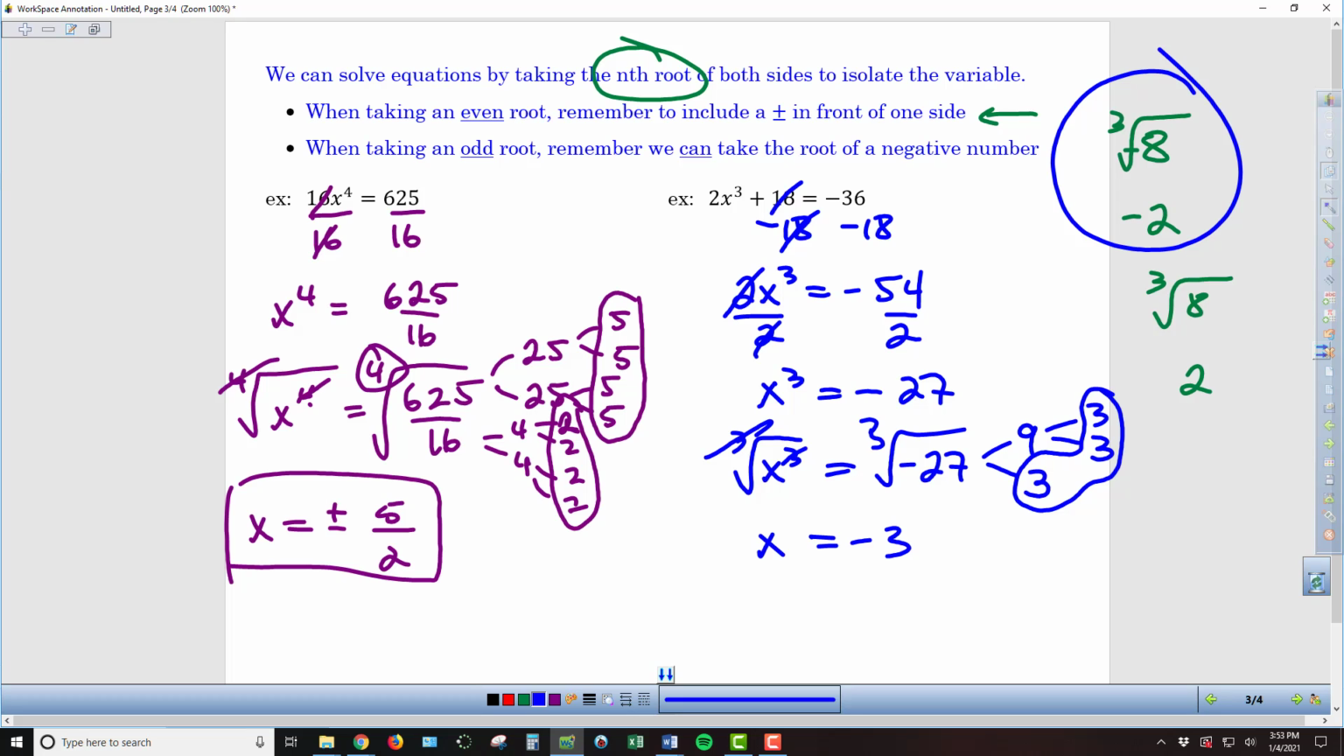So again, I can verify that if I multiply negative 3 times negative 3 times negative 3, negative times negative times negative is going to be a negative. 3 times 3 times 3 is indeed 27. So I get negative 3 as my answer.